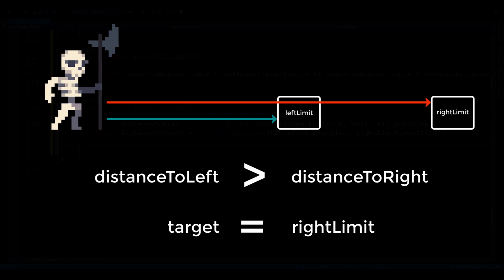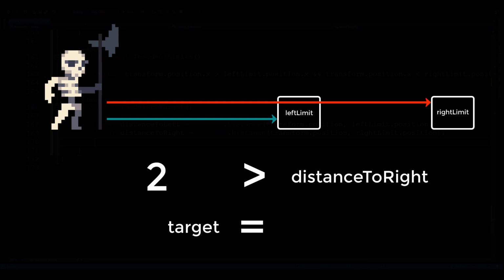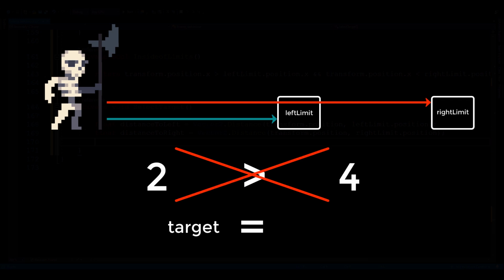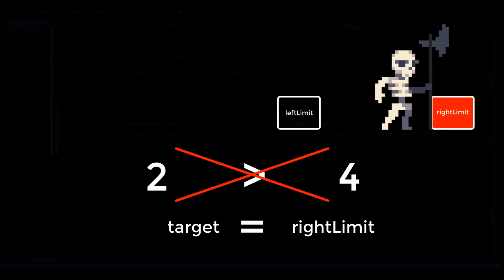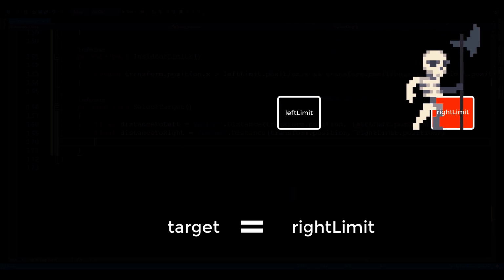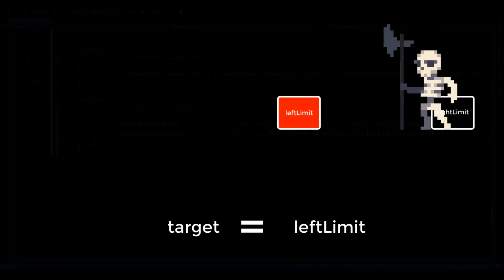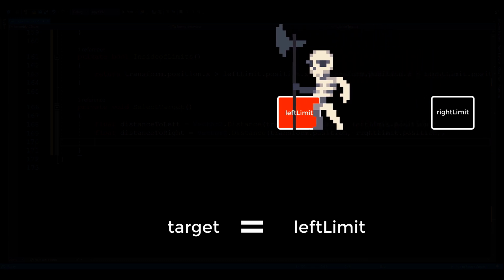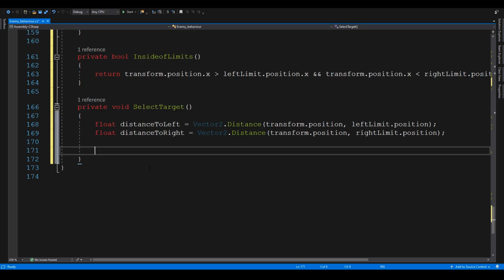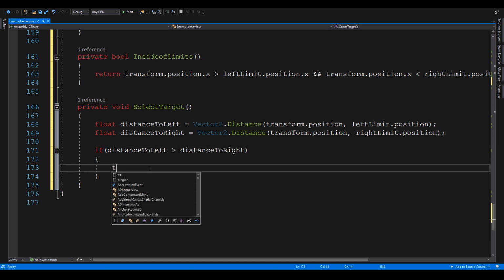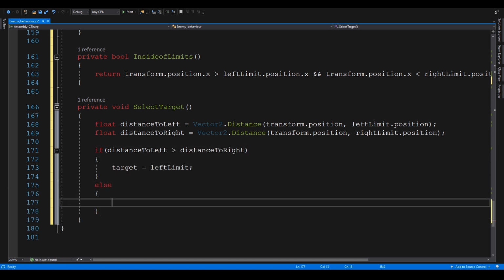So if we take this example, and if the distance to left is 2 and the distance to right is 4, that means this condition is not true, so our target will be the right boundary and the enemy will start moving toward the right limit. And from here it is going to flip and change the target to the left limit and move toward it. So now let's see how it looks in the code. So if the distance to left is greater than the distance to right, then our target is left limit, else our target is right limit.